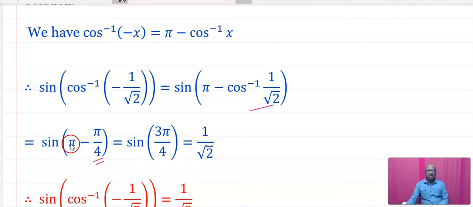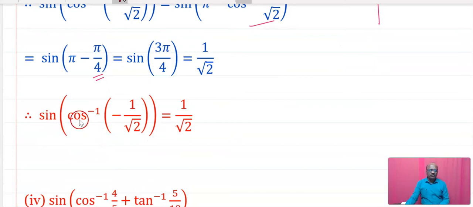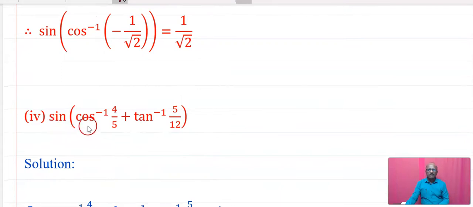If you simplify this, then you will get sine of pi minus pi by 4, which is sine of 3 pi by 4. And sine of 3 pi by 4 is 1 by root 2. See here, this is 3 pi by 4, and it is 1 by root 2. And that's why sine of cos inverse of minus 1 by root 2 is equal to 1 upon root 2. Next, sine of cos inverse of 4 by 5 plus tan inverse of 5 by 12.